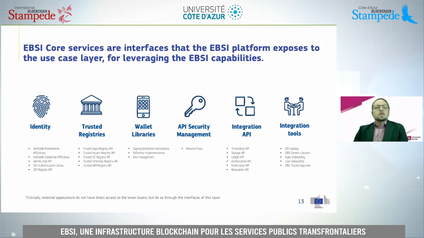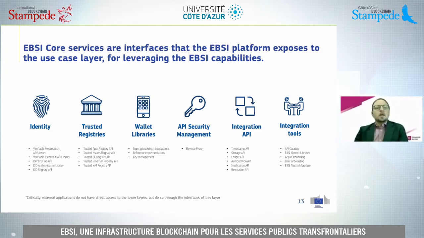So the core services, which are these services? First, you have identity services. So you have a verifiable presentation API or library, which allows you to show some information which has been recorded on the blockchain to a third party. You have a verifiable credential API and library to enable you to emit, receive, and store the different verifiable credentials. All these use W3C standards, the verifiable credential standard, the VC standard, an open standard.